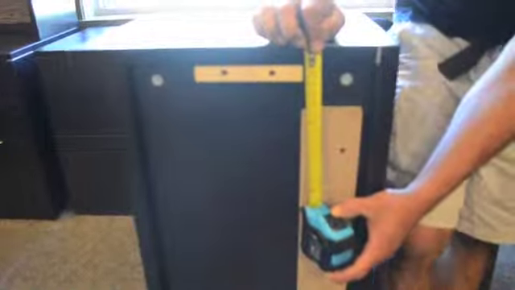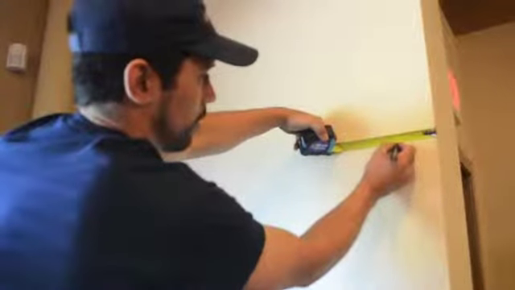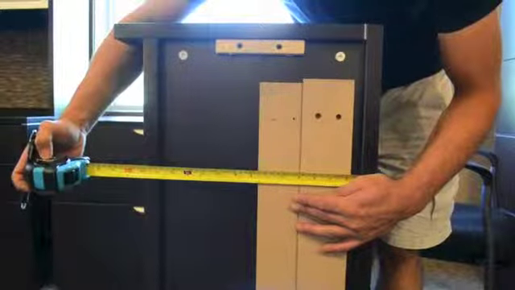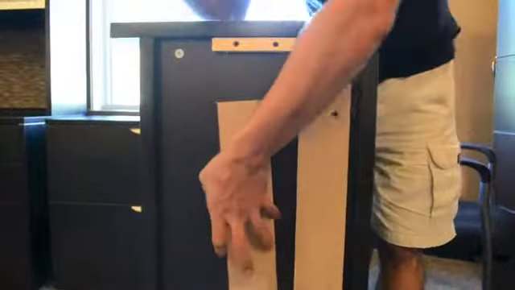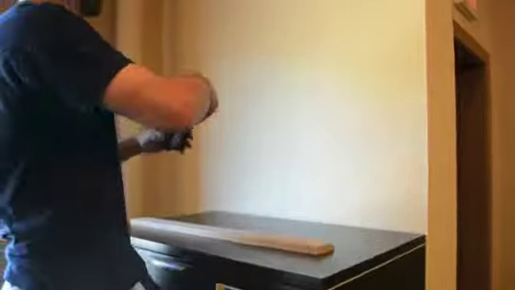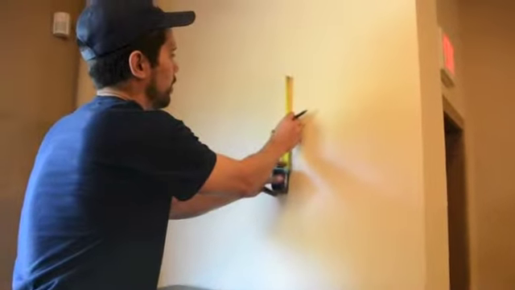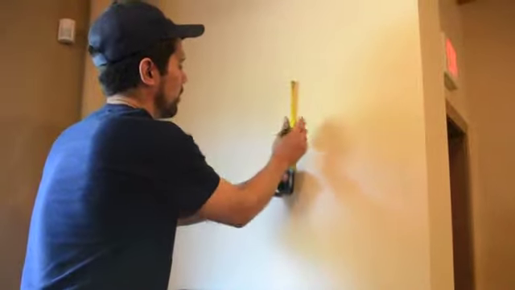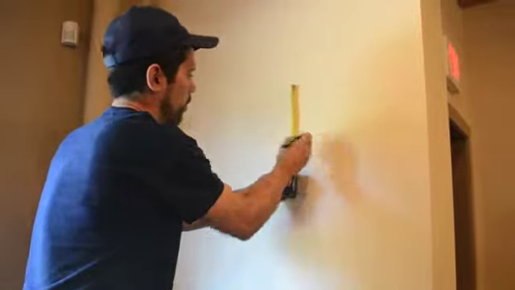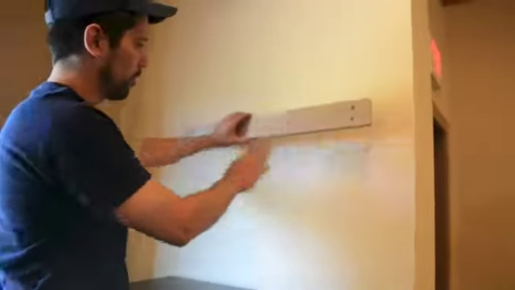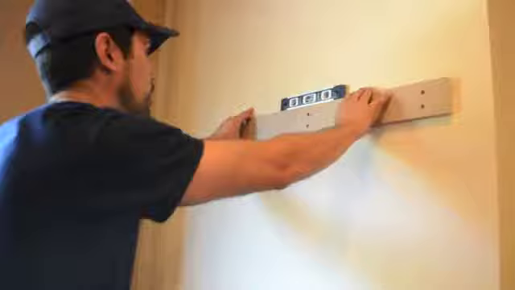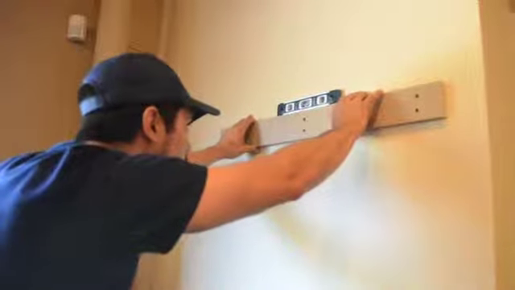Measure and mark the surface that the unit will be mounted to, and place the wooden wall cleat accordingly. For this demonstration, we are mounting to drywall. It is strongly recommended that you mount to a stud. This will ensure that the full weight of the storage cabinet can be held. Ensure the cleat is level and drill two pilot screws.